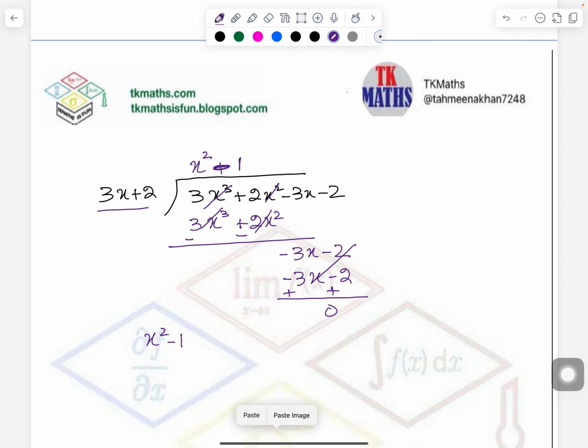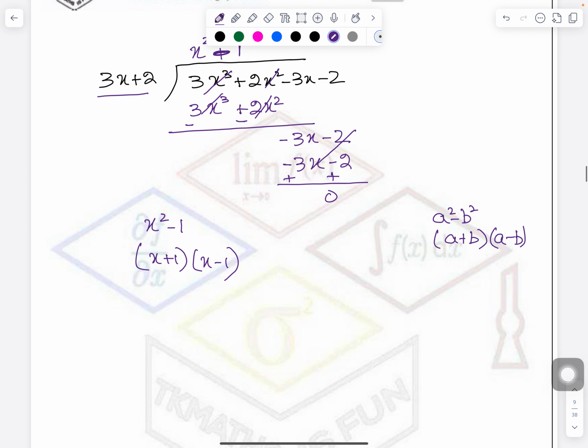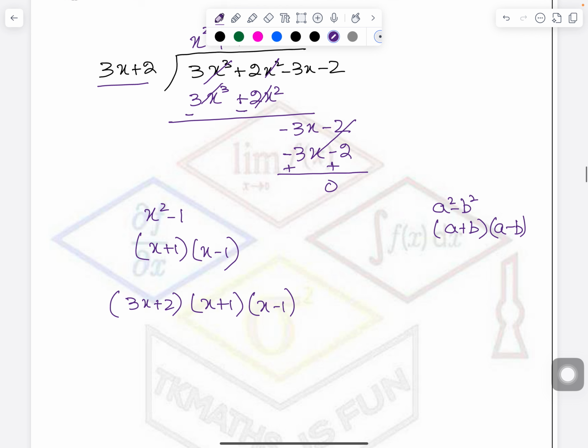And if you recall, this is algebraic identity, which is equivalent to this one, right? So I will factorize it further, it will become x plus 1 and x minus 1. So finally, question says factorize completely. So I can write all the factors together. I can say the factors are 3x plus 2, x plus 1 and x minus 1. So it is factorized completely.